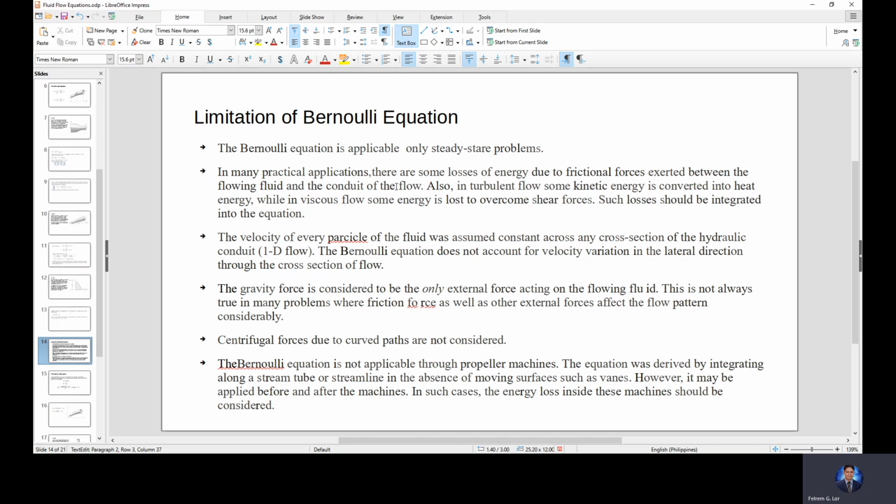In many practical applications, there are some losses of energy.